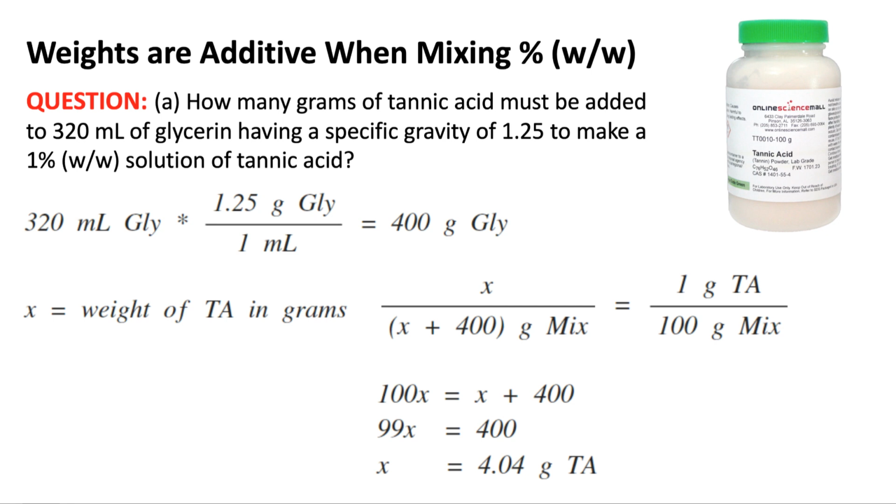Now I can go back and remember, what were the units I assigned to my X value? It was grams of tannic acid. So my 4.04 represents 4.04 grams of tannic acid. And that's essentially the answer to this question. We wanted to know how many grams of tannic acid. So if we add 4.04 grams of tannic acid to 400 grams of glycerin, we would make this mixture, and the final concentration of tannic acid in this mixture would be 1% weight per weight.